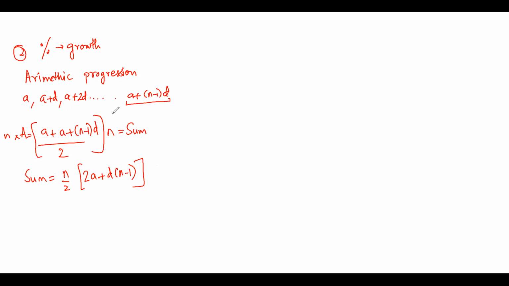Okay, let's move on to the next type of progression, which is compound progression. Unlike here, where numbers are equally spaced and you increase by the same number, here you increase by the same percentage every term. So if I have X dollars in my account, next year it will increase by Y%. So next year, it will become X times 1 plus Y by 100.